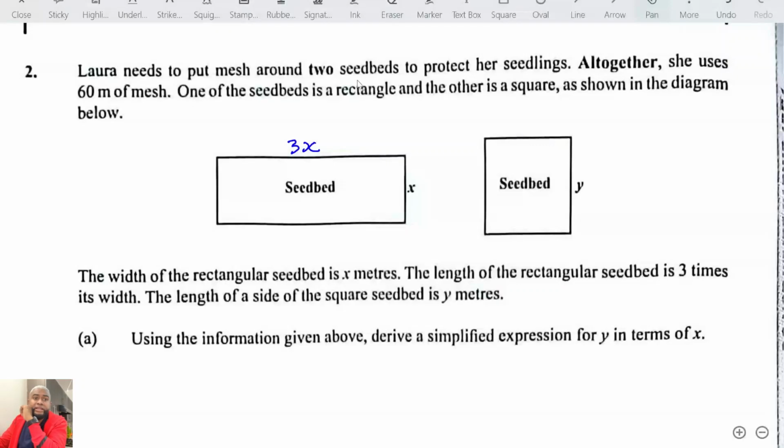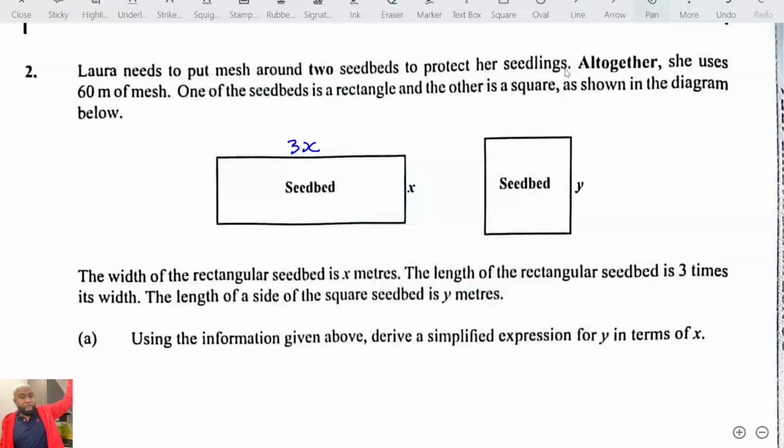Right? Laura needs to put a mesh around 2 seedbeds to protect her seedlings. Altogether, she uses 60 meters of mesh. So the perimeter of this seedbed plus the perimeter of that seedbed would be 60 meters. Everybody good there?